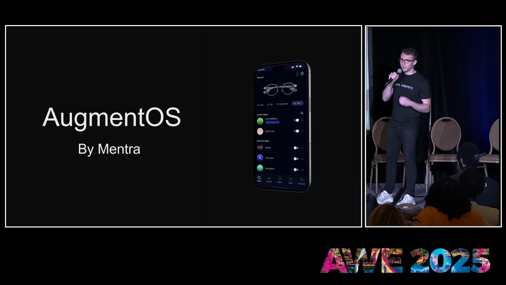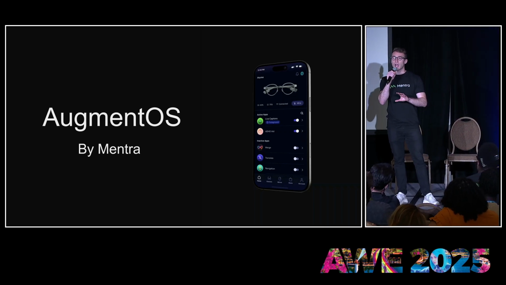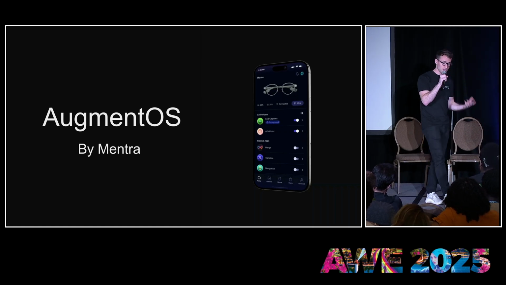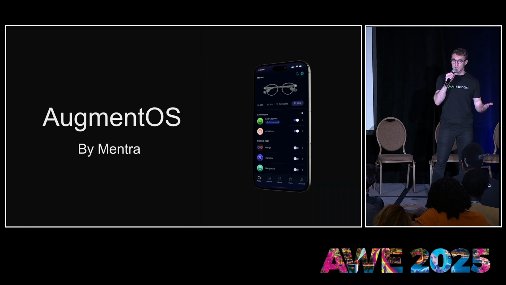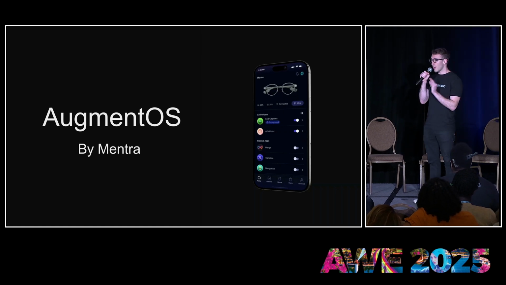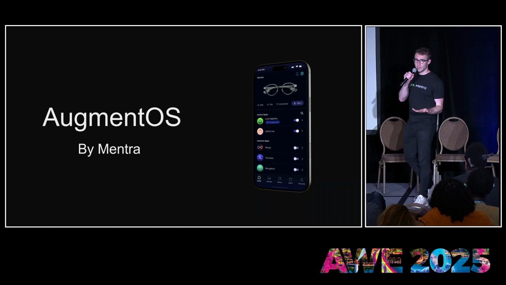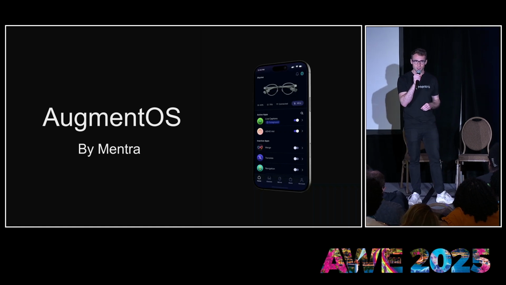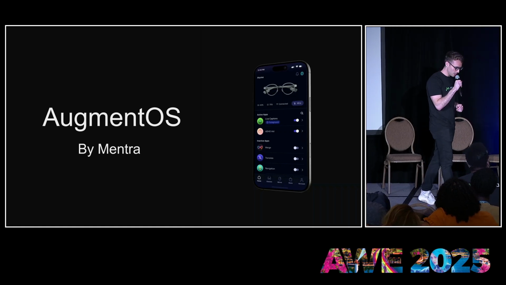And so what Augment OS enables is multiple apps to run at the same time, to access your sensor context at the same time, and then to proactively spin themselves up when they would be most useful to you, to proactively activate themselves when they would be the most useful.